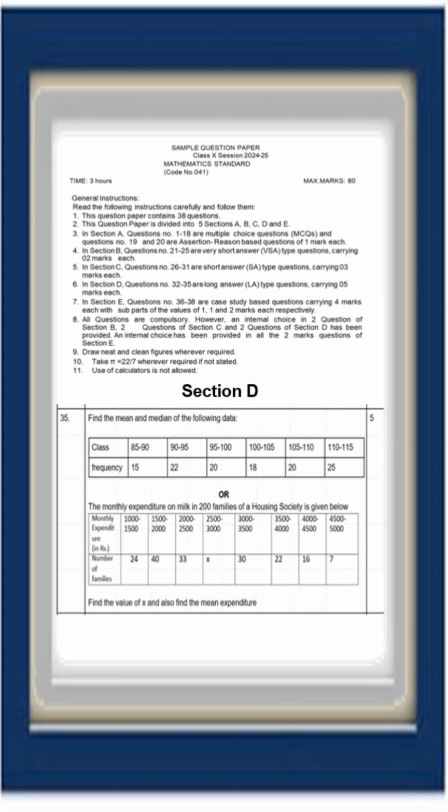Now let us solve the 35th question from section D, which carries 5 marks. There are two internal choice questions. In the first one, we have to find the mean and median for the data. In the second one, we have to find the value of x and also the mean expenditure. Okay, now let us solve the first choice question. Find the mean and median for the following data.